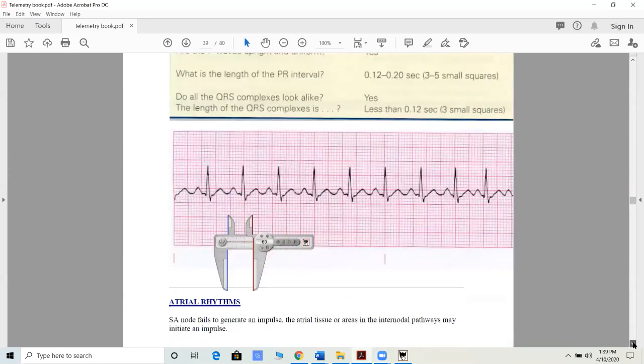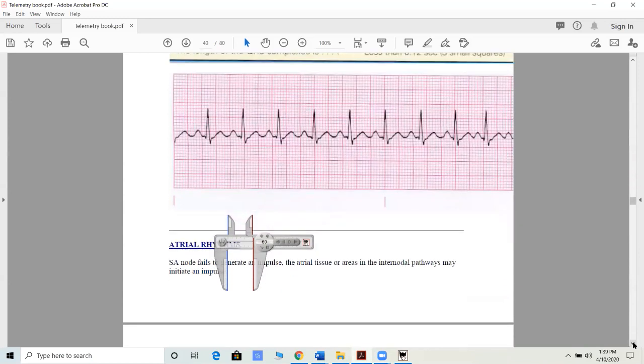Alrighty, so let's go on here. Something interesting. Let's take a look at this one. Now we're looking at this rhythm, and if you take a look at it, what's different between this rhythm and the rhythm that we just looked at previously with regard to rate? What would you say, just off the cuff? And go ahead and share, if you will, in the chat box.